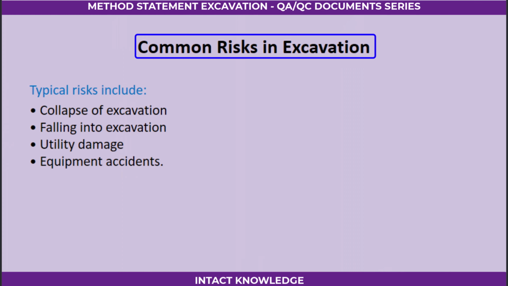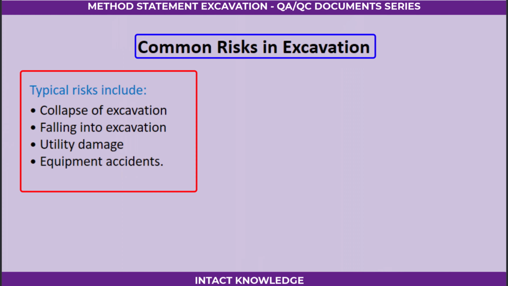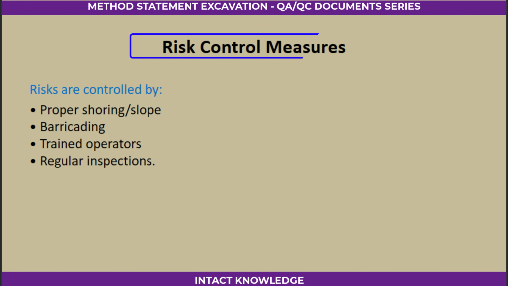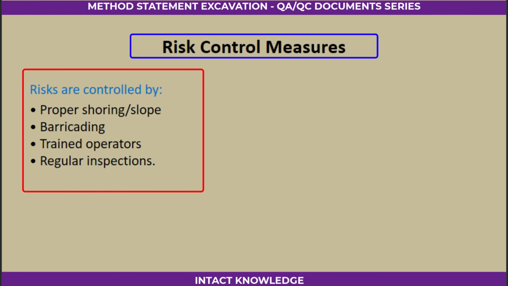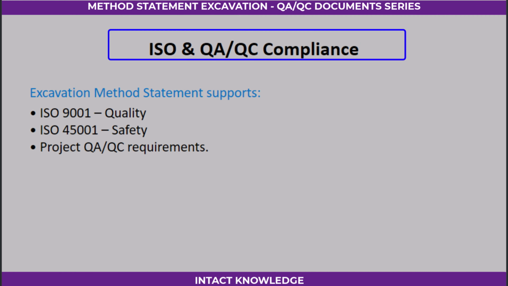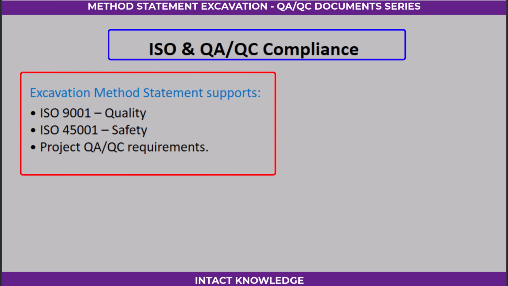Common risks in excavation. Typical risks include collapse of excavation, falling into excavation, utility damage, equipment accidents. Risk control measures. Risks are controlled by proper shoring and slope, barricading, trained operators, regular inspections. ISO and QA/QC compliance. The excavation method statement supports ISO 9001 quality, ISO 45001 safety, and project QA/QC requirements.